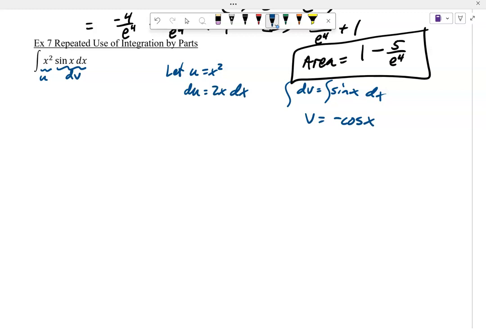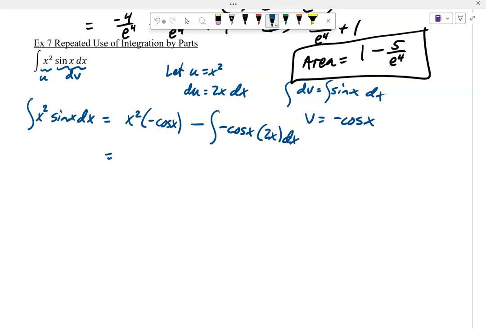So the integration of u dv is uv, oops, minus the integration of v du. Okay, so here's where we're at now. We can't integrate x cosine x without running integration by parts again.